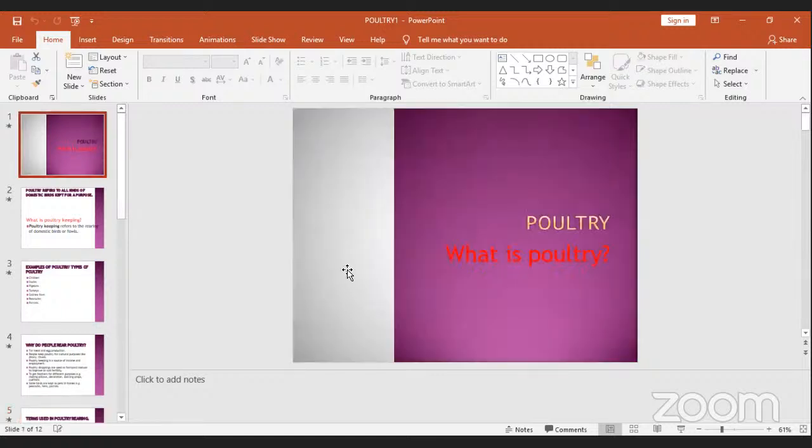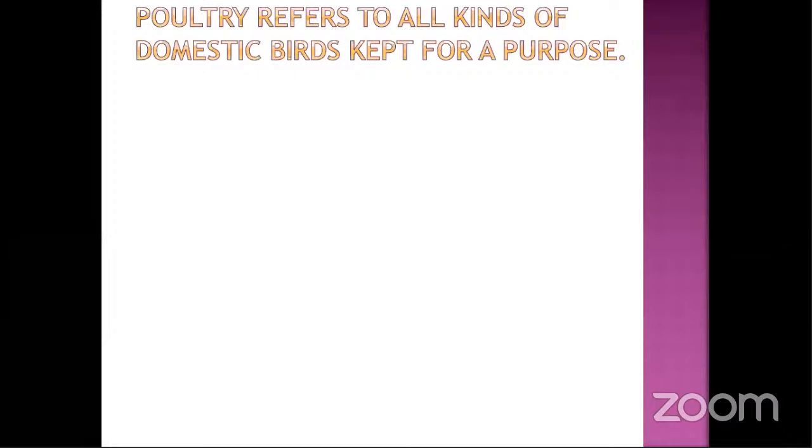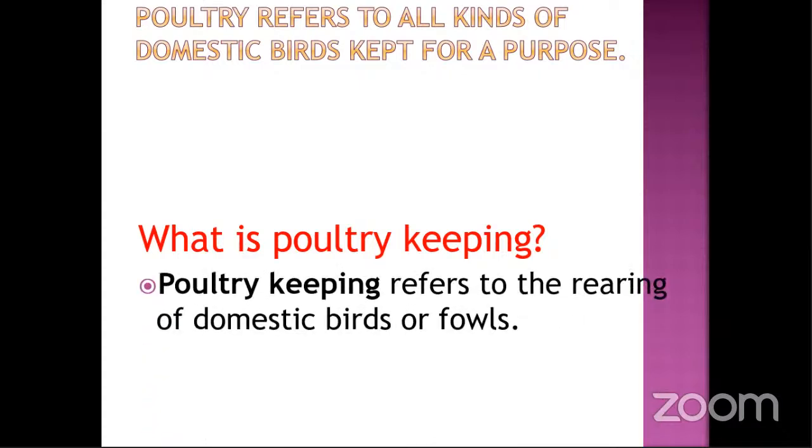So this is what we were looking at. We looked at poultry. We say that poultry refers to all kinds of domestic birds kept for a purpose. Then we also went ahead and looked at the definition of poultry keeping. We say that poultry keeping is the keeping or rearing of domestic birds or fowls.